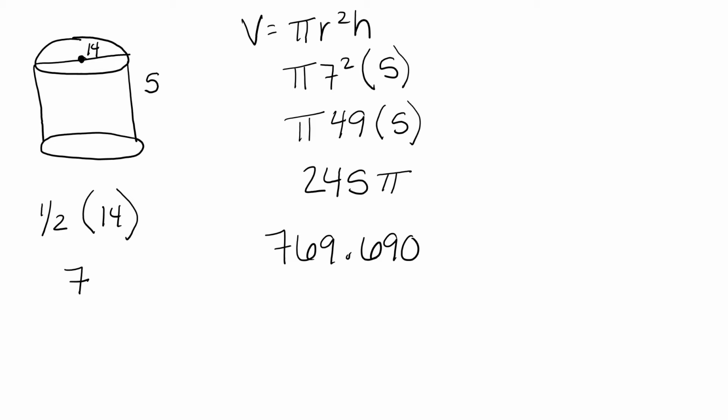But because the directions tell us to round to the nearest hundredth, 69 is in the hundredths place, 0 tells us to round down, so our answer stays 769.69.